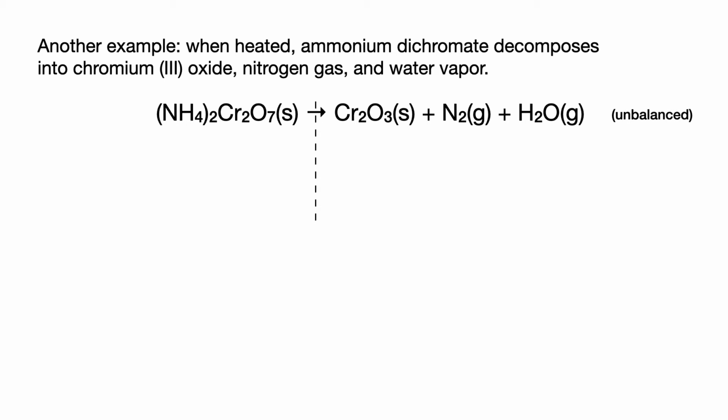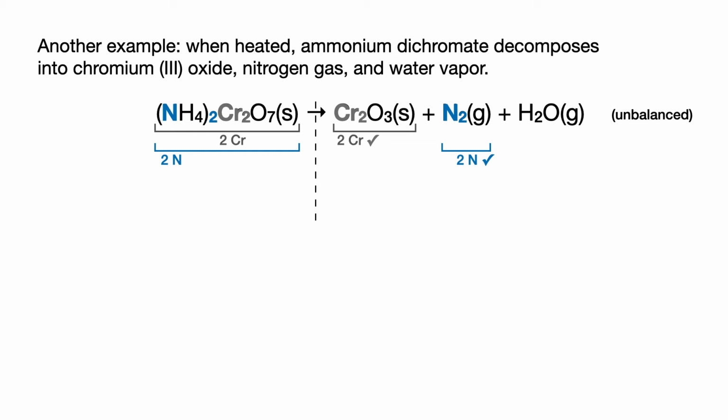So I'm going to look first at the chromium. On the left side, I've got 2 atoms of chromium. On the right side, I also have 2 atoms of chromium. So in this case, the chromium is already balanced for us. That's nice. Looking next at the nitrogen, we've got a total of 2 nitrogen atoms on the left. Hopefully you can see that we've got 2 nitrogens on the left side. We also have 2 nitrogens on the right side. So the nitrogen is also balanced for us.